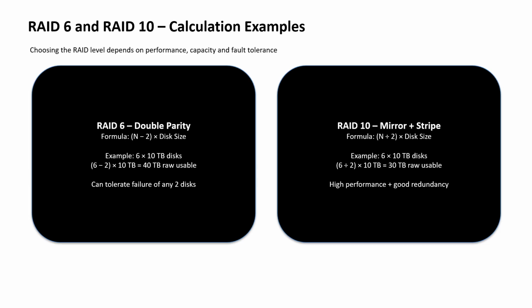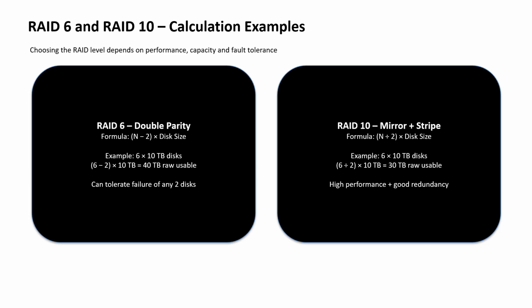So now let us look at RAID 10. So RAID 6, I hope you are clear. So RAID 6, at any point of time, two disks can fail. Now RAID 10 combines two concepts, RAID 1 mirroring and RAID 0 striping. That's why it is called RAID 10.